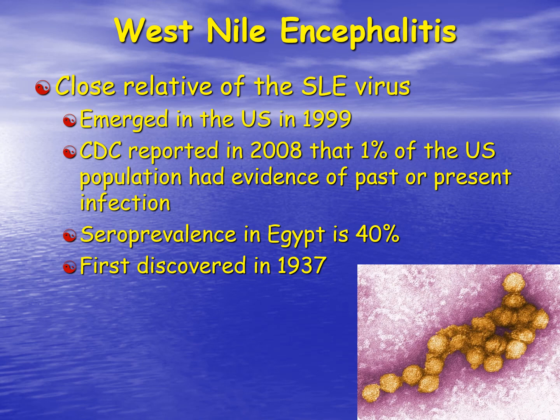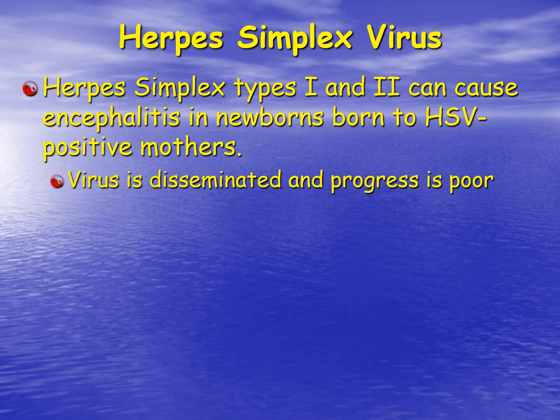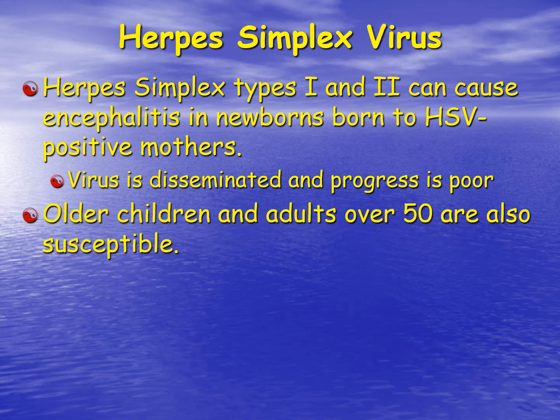It usually doesn't cause a lot of problems. But this can actually kill, especially in the very young, the very old, and immune-compromised patients. The herpes simplex virus. Herpes simplex type 1 and 2 cause encephalitis in newborns born to herpes simplex virus positive mothers oftentimes. The virus is disseminated within the brain tissue and spinal cord, and the prognosis of these newborns is usually very poor. Older children and adults over 50 can also be susceptible.